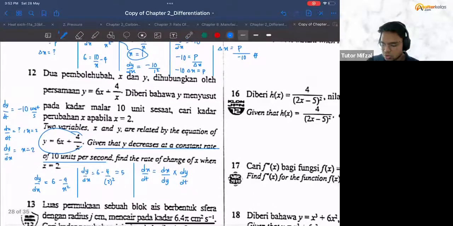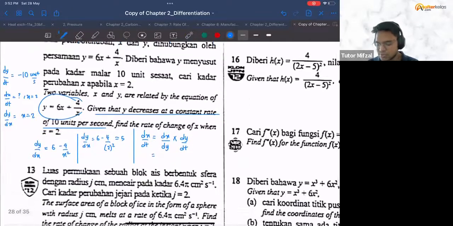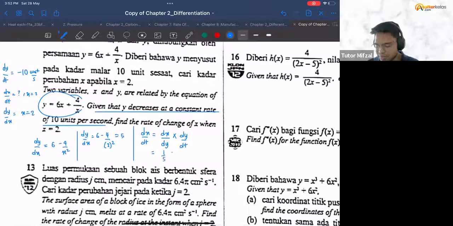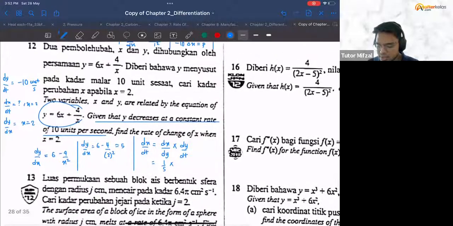Okay, so what you need to do is just substitute the value. Dx over dy, okay, dy over dx is 5, so dx over dy would be 1 over 5. Dy over dt is negative 10. So you multiply all these, you get negative 2 unit per second. That's it. The value of dx over dt is negative 2 unit per second.